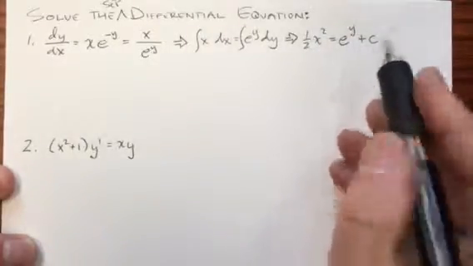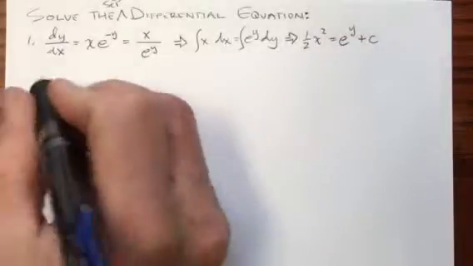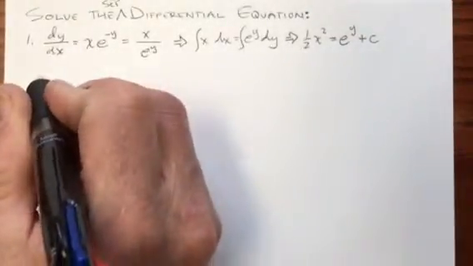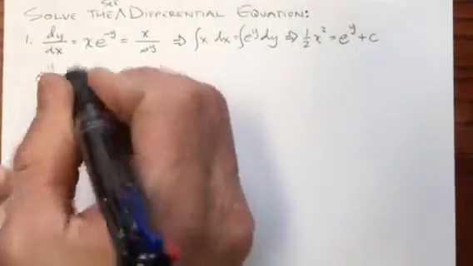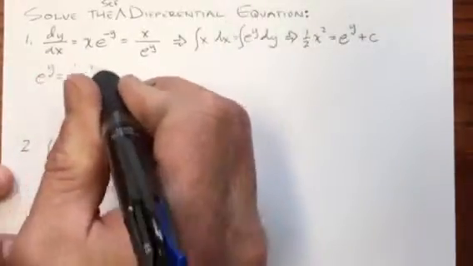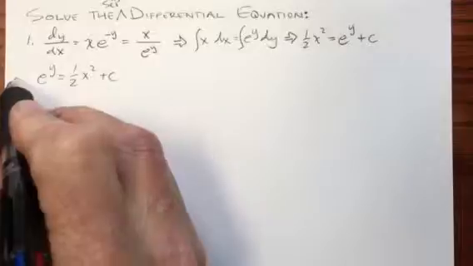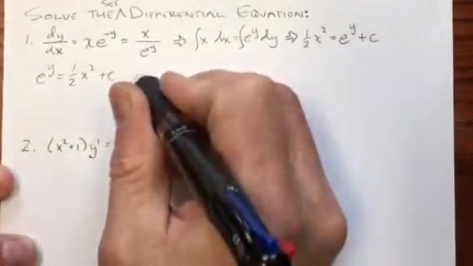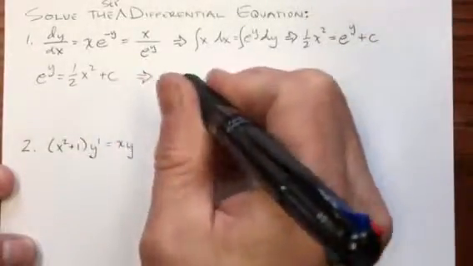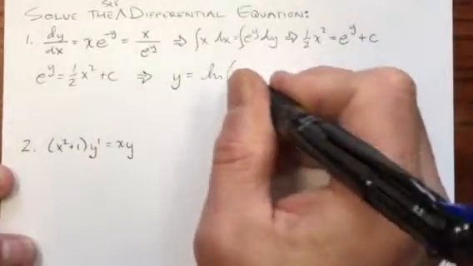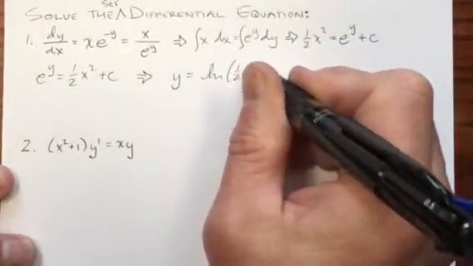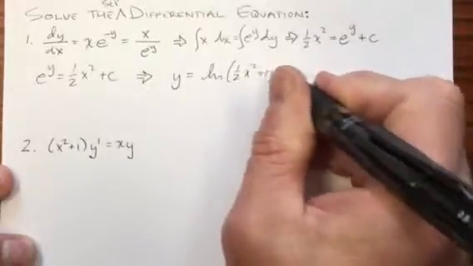So if I flip that around and I write e to the y equals 1/2 x squared plus c, then I can take the log of both sides, and I'll have that be y then is equal to the ln of 1/2 x squared plus c, like this.